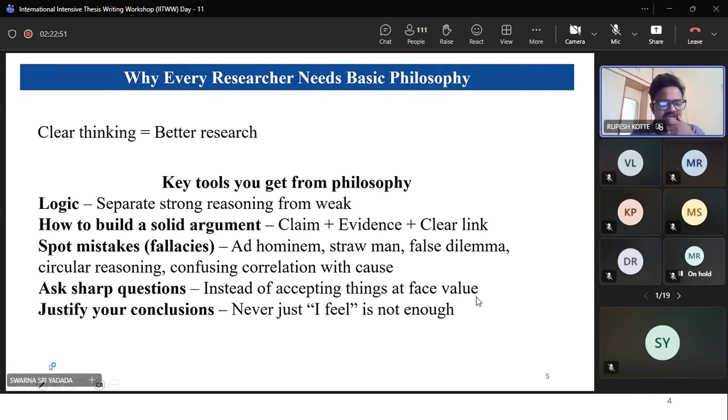Let's say, sometimes we miss on a literature review. You do not do a proper literature review, and you jump into your own conclusions, which is again conventional, traditional, old research. You try to replicate the same thing again. And some of the fallacies, let's say, ad hominem or straw man, false dilemma, circular reasoning, confusing correlation with cause, we should be aware of all these fallacies. Whether you are a science researcher or a humanities researcher, there is some basic philosophy which would allow you to do critical thinking, which is important in our research, and ask sharp questions instead of accepting things at face value.